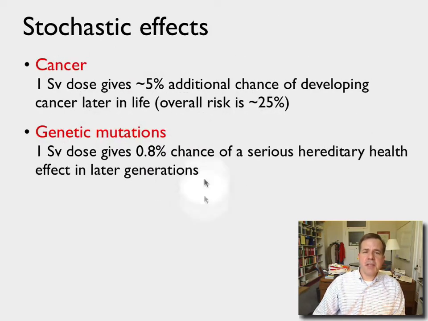When we think about stochastic effects, the most important one, the one we worry about the most, is cancer. And so just as a guideline, a 1 sievert dose gives about a 5% additional chance of developing cancer over the period of your life.